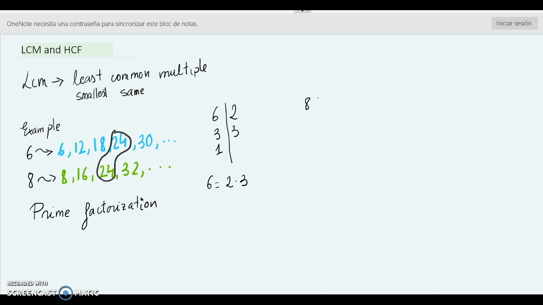Now 8 can be divided by 2, this is 4, divided by 2, this is 2, 2 can only be divided by 2, and this is 1. So 8 is 2 times 2 times 2, that is the same as 2 to the third power, or 2 to the power of 3.